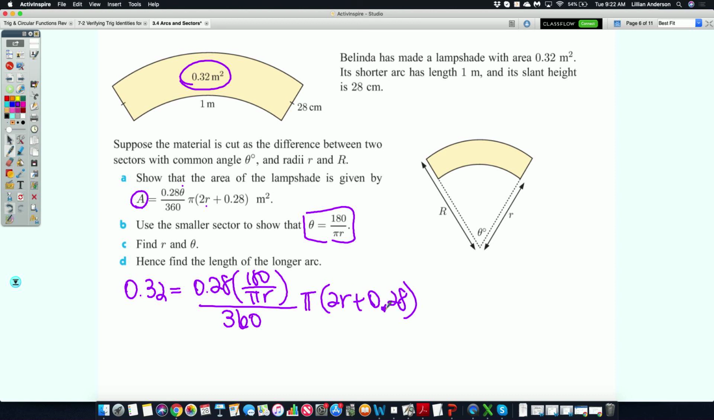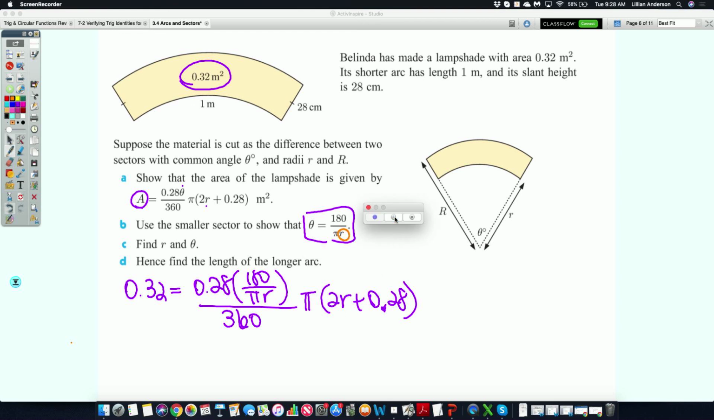I can solve for r now. Okay, go ahead and solve for r. You do have your calculator. Use it to your advantage. And once you find r, take that value and plug it back in here to find your theta.